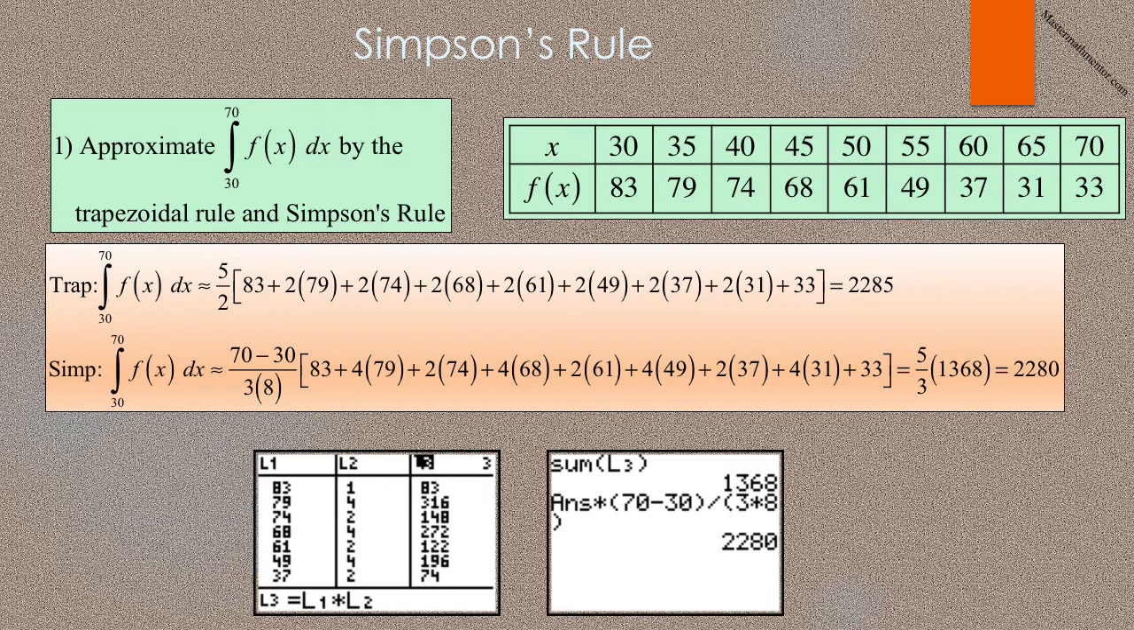If you are asked which of these is most accurate, the answer is you do not know. The reason is you are given values of x and no intermediate values of x. So we have no idea what the function does, for instance, at 33 or 48. And it may be that the trapezoidal rule is a better approximation.